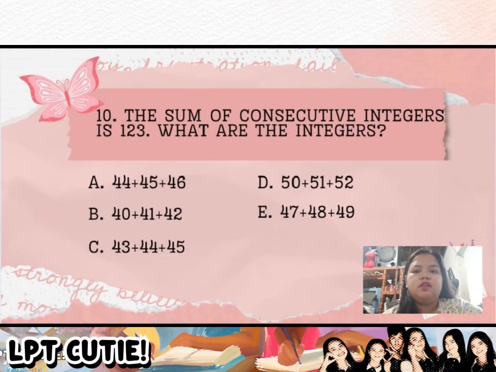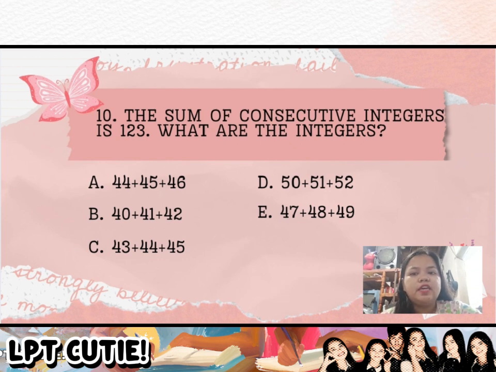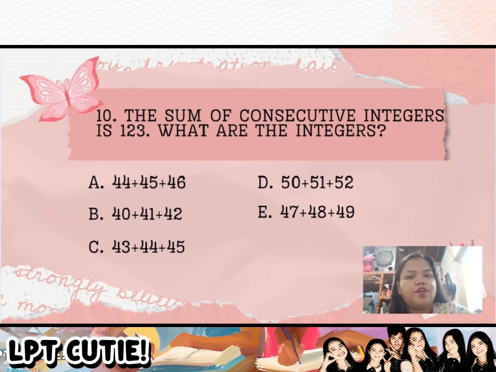Okay, number 10. The sum of consecutive integers is 123. So what are the integers? Is it letter A, 44 plus 45 plus 46? Or letter B, 40 plus 41 plus 42? Or letter C, 43 plus 44 plus 45? Or letter D, 50 plus 51 plus 52? Or letter E, 47 plus 48 plus 49? So what do you think is the correct answer?